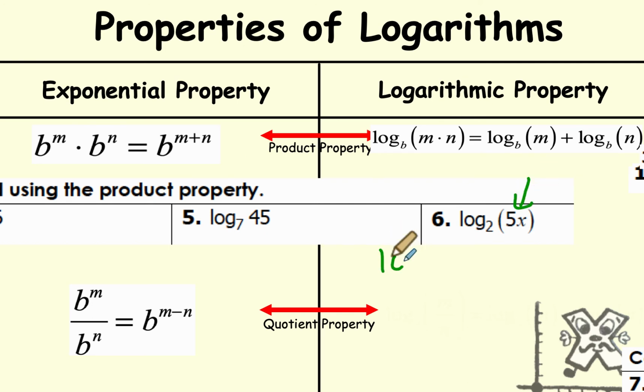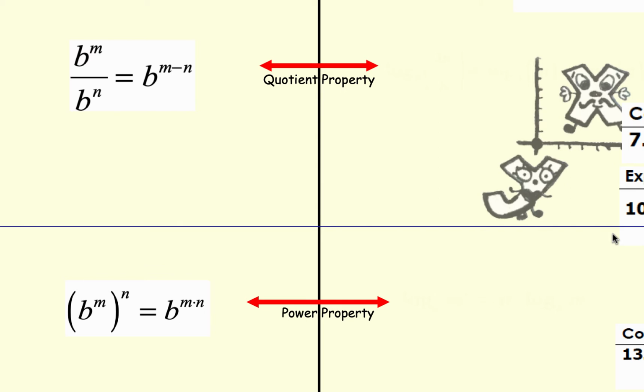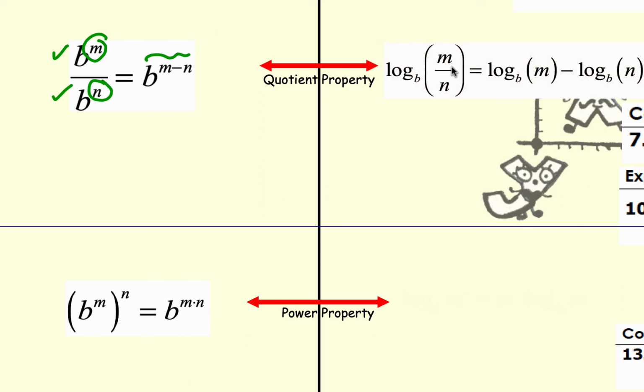5 and x. So I would write this as log base 2 of 5 plus log base 2 of x. Okay, so the quotient property for exponents says that if the bases are the same and I'm dividing, I take my exponents and I subtract them. So with logarithmic expressions, it kind of looks the same. It says if I'm taking the log of a quotient, then I rewrite it as log of the numerator minus the log of the denominator.